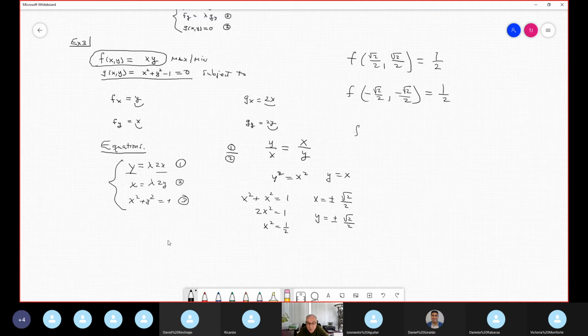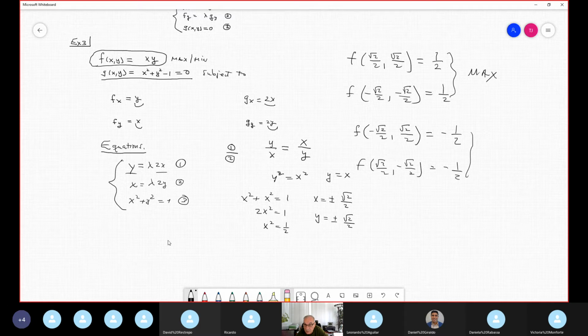Good. Suppose we alternate, one positive and one negative. Suppose this one is negative and this one positive. It's negative 1/2. Wow, it's the same value but negative. And alternating radical 2 over 2, comma, minus radical 2 over 2 is exactly the same, negative 1/2. Wow. And this point is the maximum, and that point is the minimum of the optimization problem.